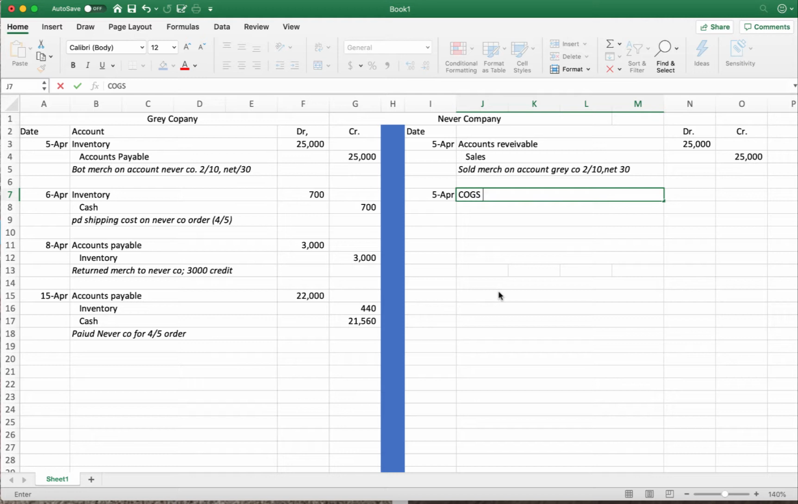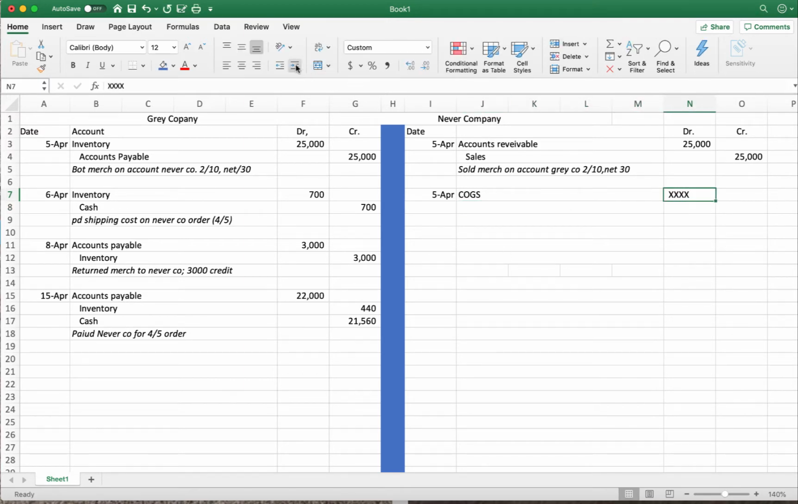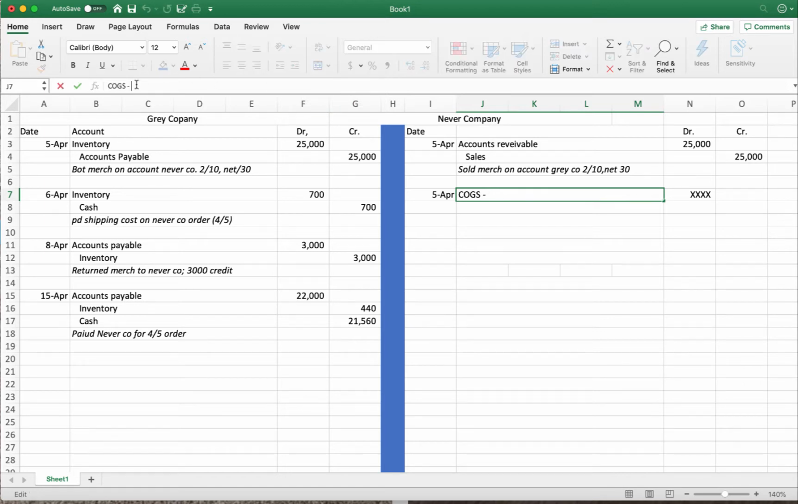COGS for the cost of the merchandise. I don't know what the cost is. The problem didn't tell me, right? That's okay. I'm just going to put 4 X's. All right. That's just so I know that I need to debit cost of goods sold. Okay. This is just for explanation purposes. COGS. So this is an expense account. Okay.